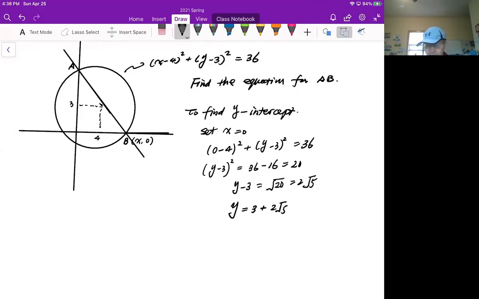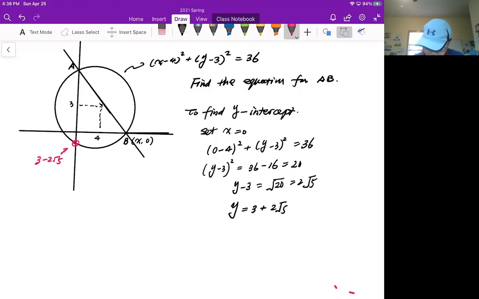So actually, you should have two solutions because there's another y-intercept here, and another one here. But since a is already given, I choose the positive side. The other one is 3 minus 2 times root of 5, but I'm not interested in that because I have an a on the top here. Does it make sense?